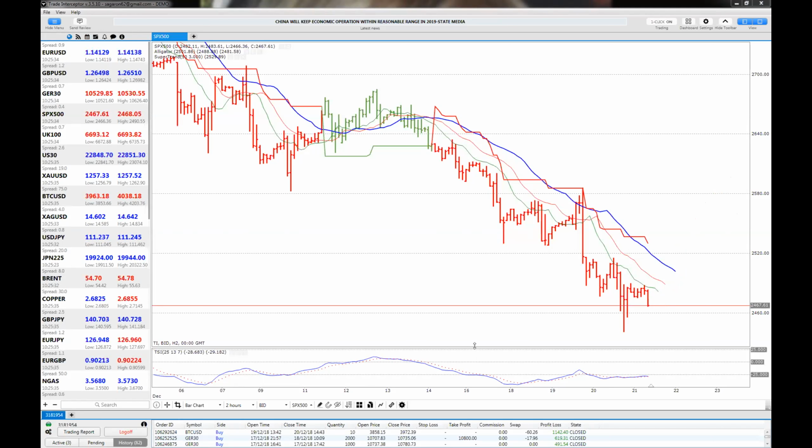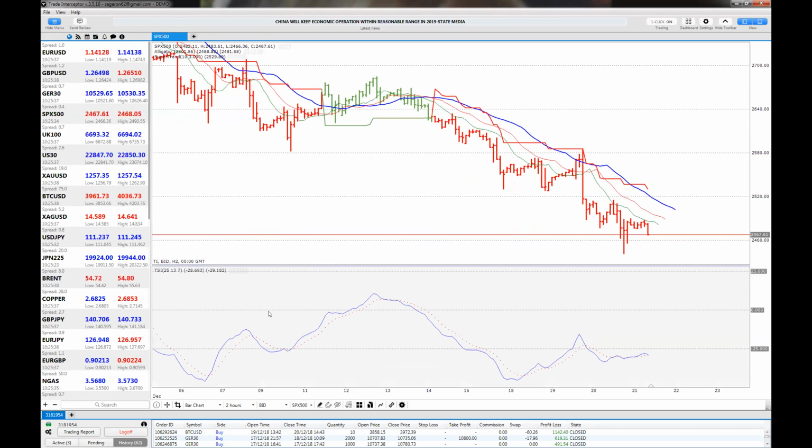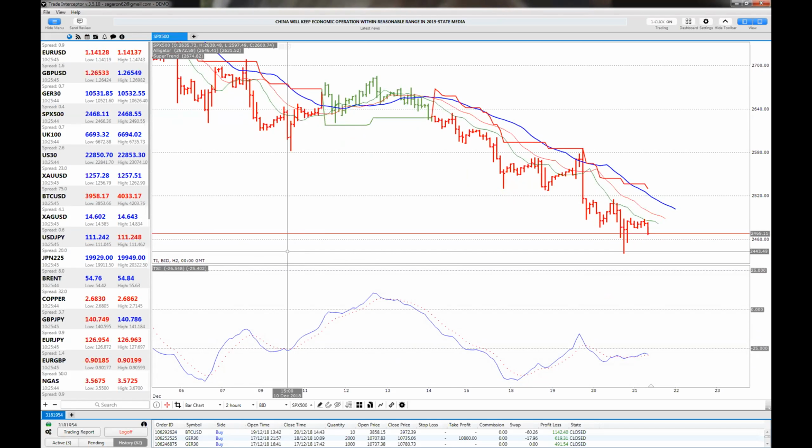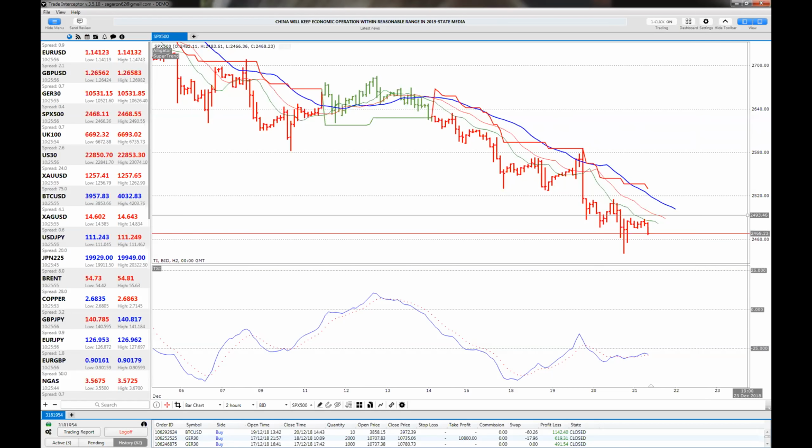I have a third indicator here on the bottom. It's called Trend Strength Indicator. It's simply an additional confirmation of an early trend change. Simply use it as a crossover method. Let's say we have some crossovers here.